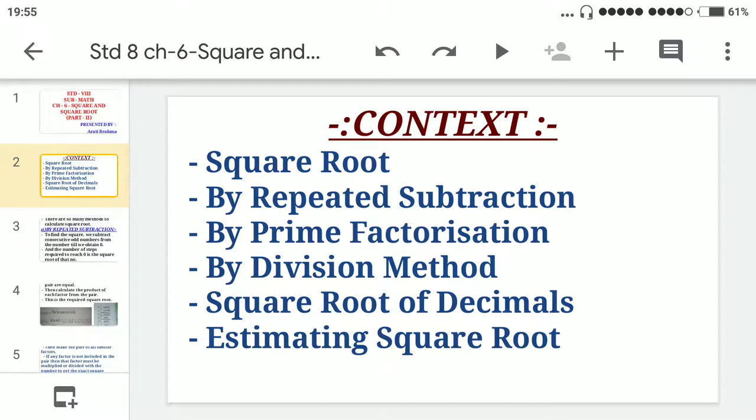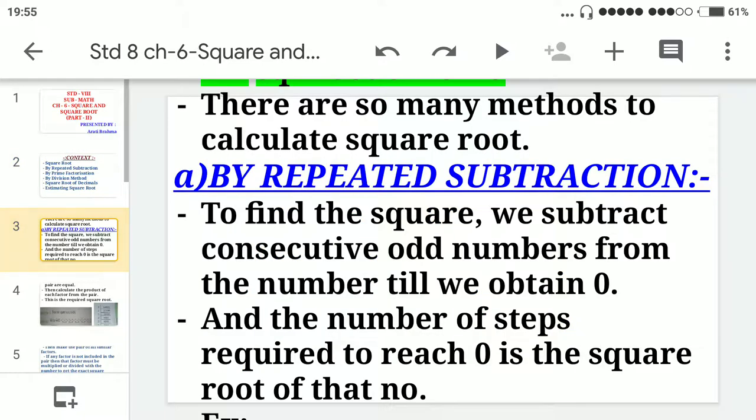So in this video we are going to read about square root by repeated subtraction, by prime factorization, by the division method, square root of decimals, and estimating square root. So the first one is square root.